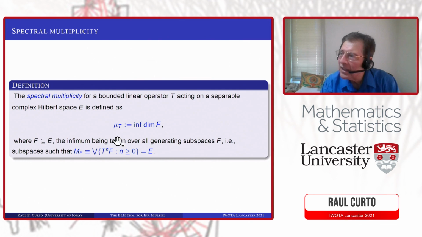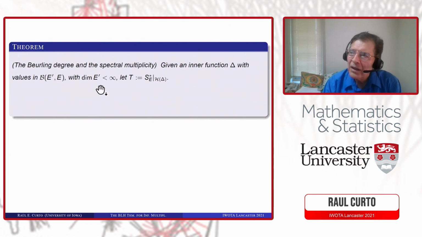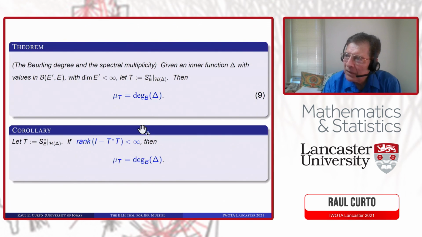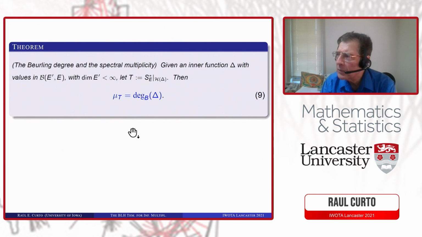The two things, Beurling degree and spectral multiplicity, have something in common. So here we go. Given an inner function with dimension of E prime less than infinity, and let T be given by this, then the spectral multiplicity and the Beurling degree are one and the same. This is one of the main theorems in the recent paper in JFA. We have completely characterized the spectral multiplicity in the dimension E prime finite case, where the degree of B delta is the Beurling degree defined as above.